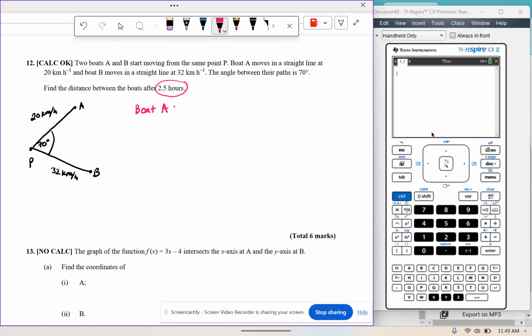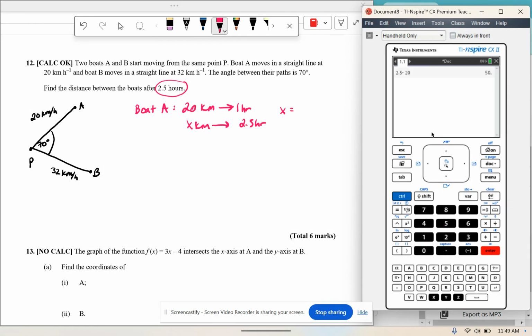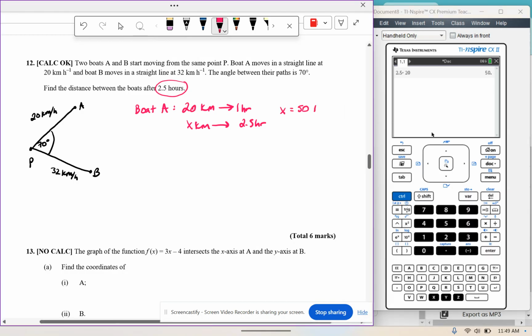boat A traveled. So that's going to be 20 kilometers in 1 hour, or per 1 hour, if you want to think about it like that. How many kilometers can this boat go in 2.5 hours? So then you just cross multiply and you get 50 kilometers. So I'm going to put that on the picture, 50 kilometers.